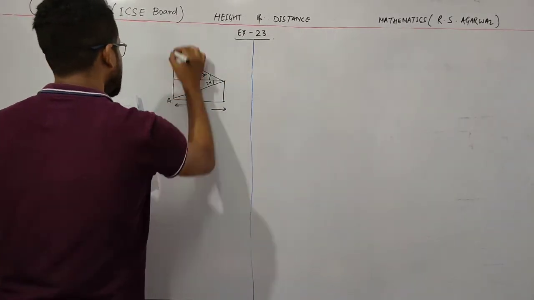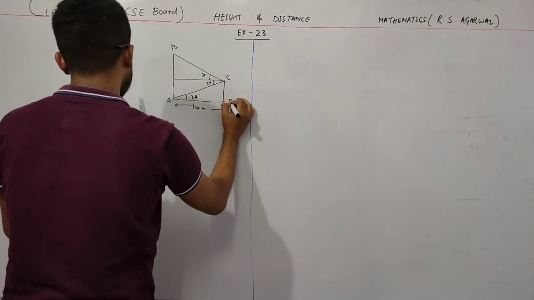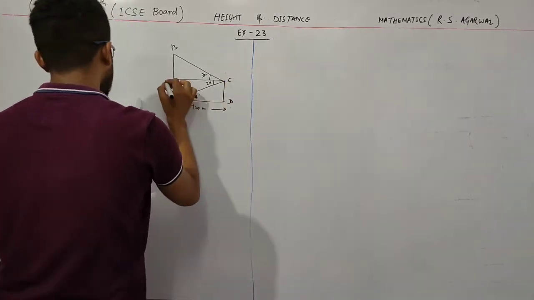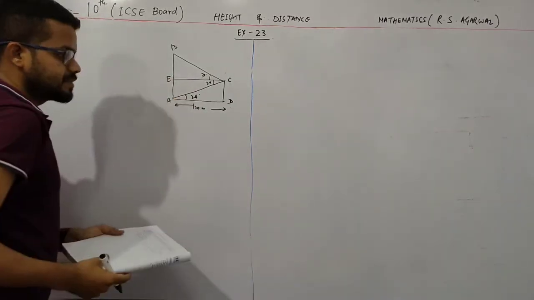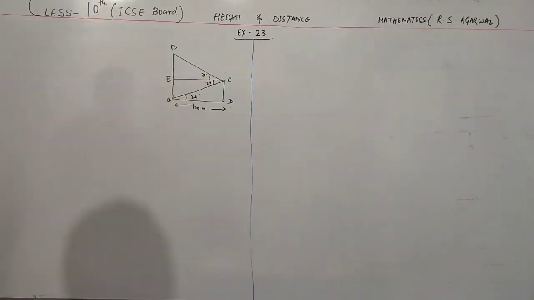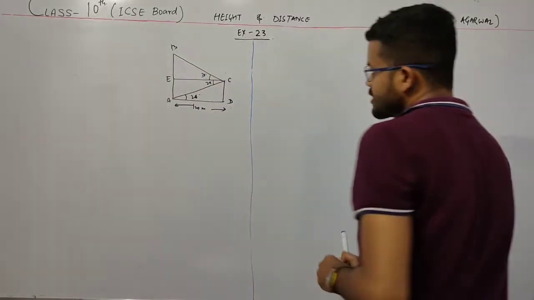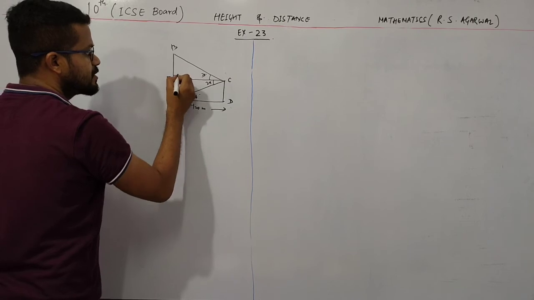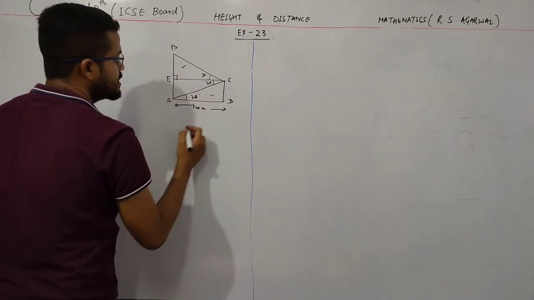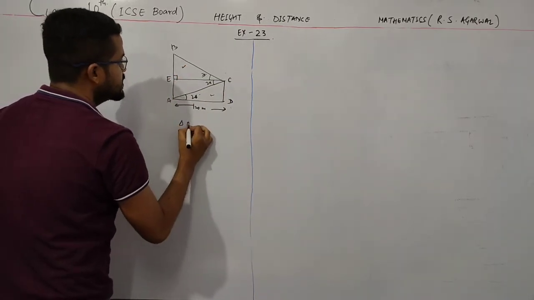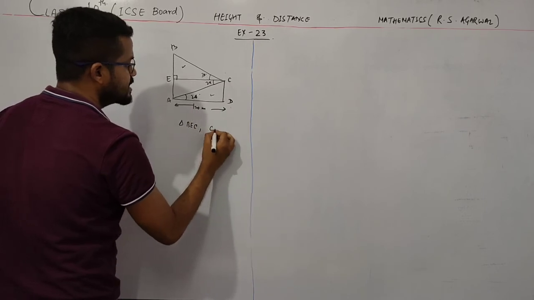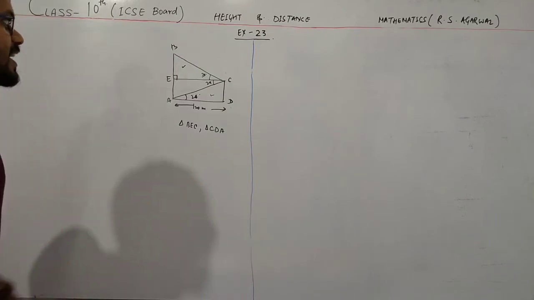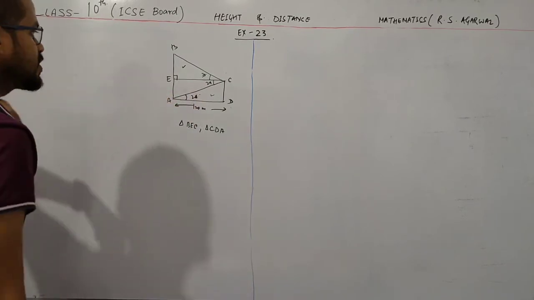So this is A, B, C, D. This is C, D, and here it is E. So nothing to worry about this. Simply search for the right angle triangle. Here there are two right angle triangles. First one is this one and the second one is this one. So the first triangle is BEC and the second is CDA. Okay. Once you find the right angle triangle, you can easily solve the problem.